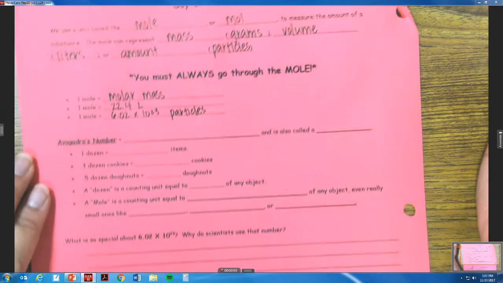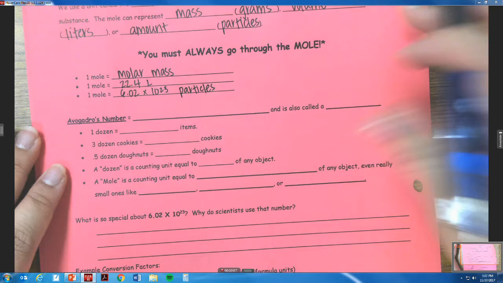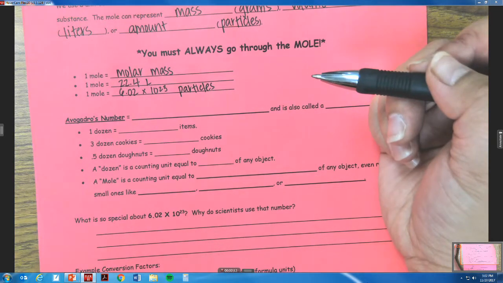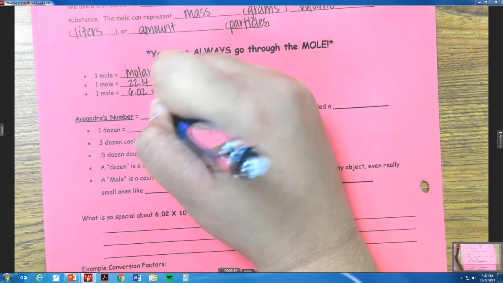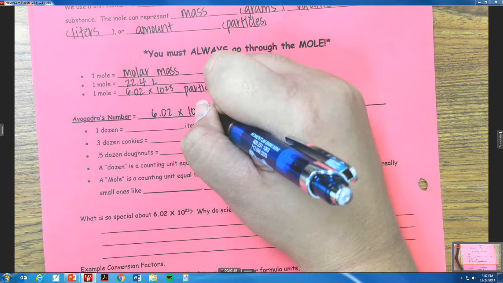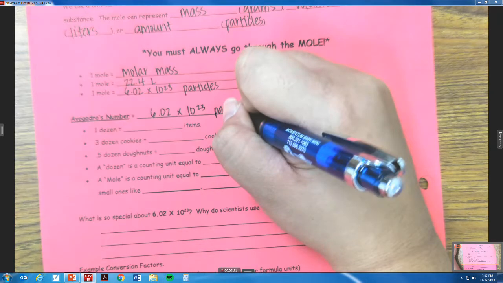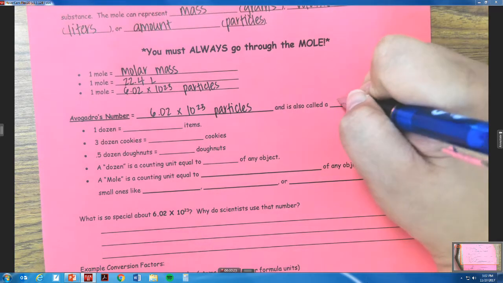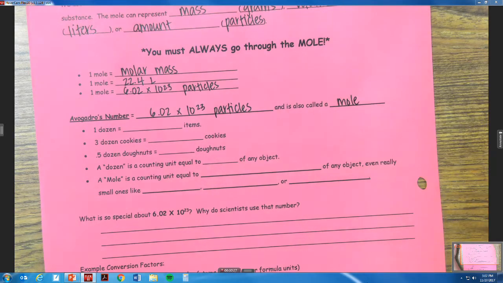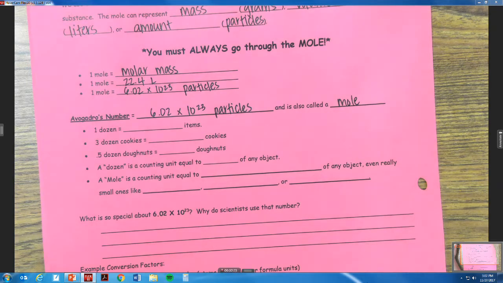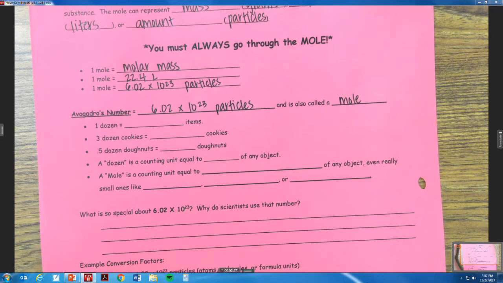Okay, so moving forward, Avogadro's number is considered 6.02 times 10 to the 23rd particles, and is also called a mole. Again, Avogadro's number is considered 6.02 times 10 to the 23rd particles and is also called a mole.